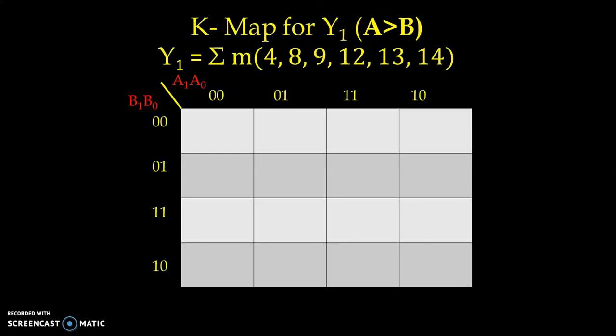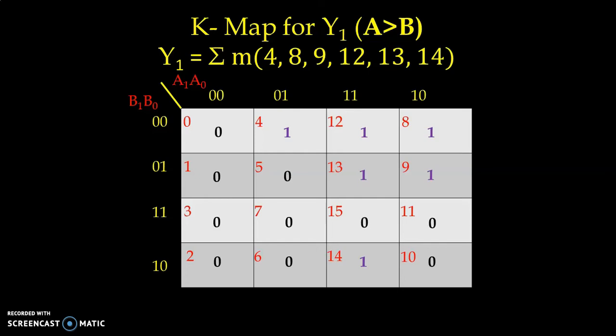Now we give the decimal equivalent number to the respective cells, from 0 to 15. Now we write 1 for the given minterms, so it is 4, 8, 9, 12, 13 and 14. In all remaining cells, we write 0. In the next step, we have to prepare the groups.